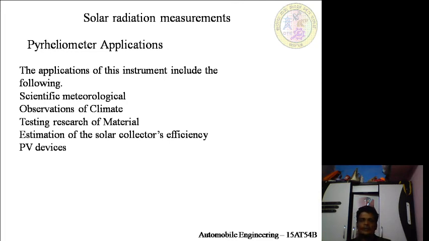this instrument. They are used in scientific meteorological functions. Second, they are used in observation of climate, third, they are used in testing of research materials, fourth, they are also used in estimation of solar collector efficiency, and the last one, they are used in PV devices.